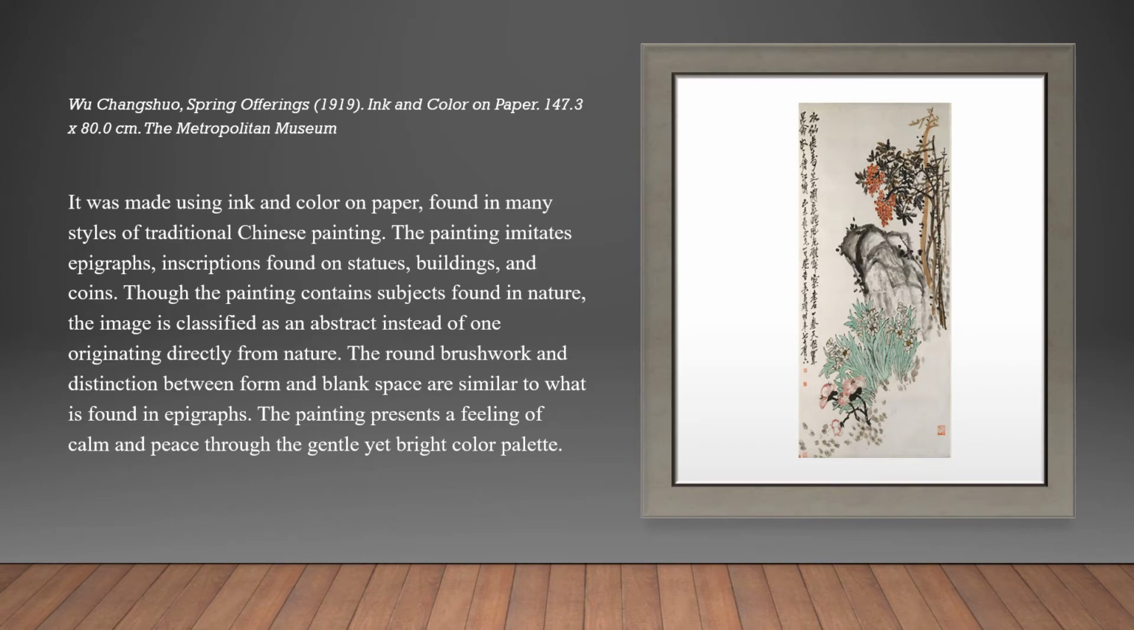It was made using ink and color on paper, found in many styles of traditional Chinese painting. The painting imitates epigraphs, inscriptions found on statues, buildings, and coins. Though the painting contains subjects found in nature, the image is classified as an abstract instead of one originating directly from nature. The round brushstrokes and distinction between form and blank space are similar to what is found in epigraphs. The painting presents a feeling of calm and peace through the gentle yet bright color palette.